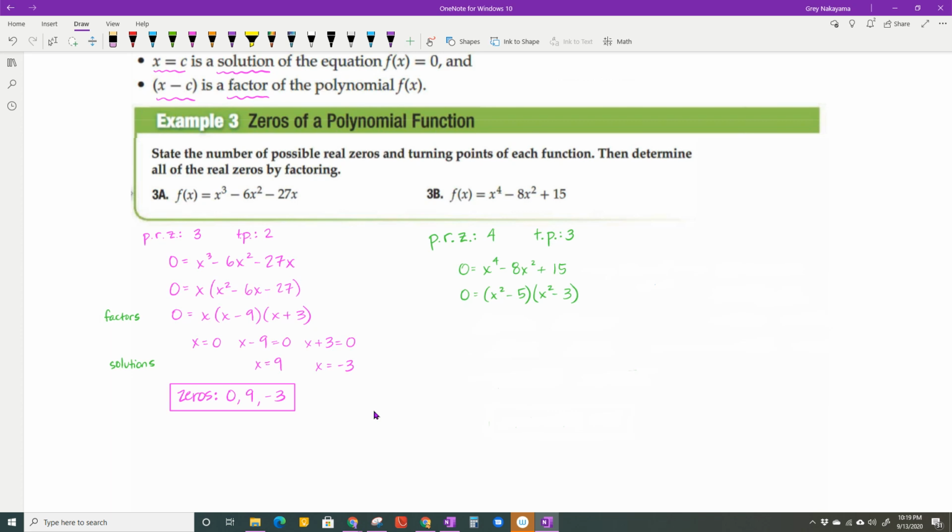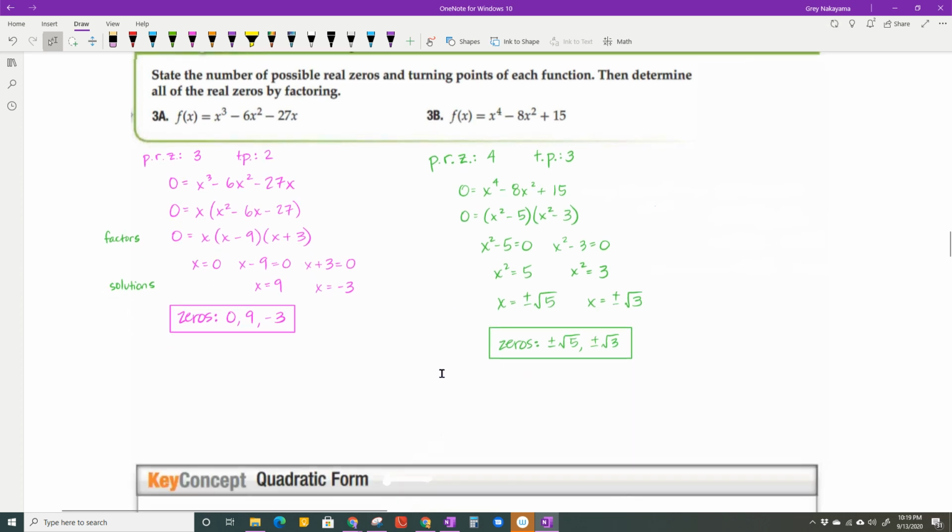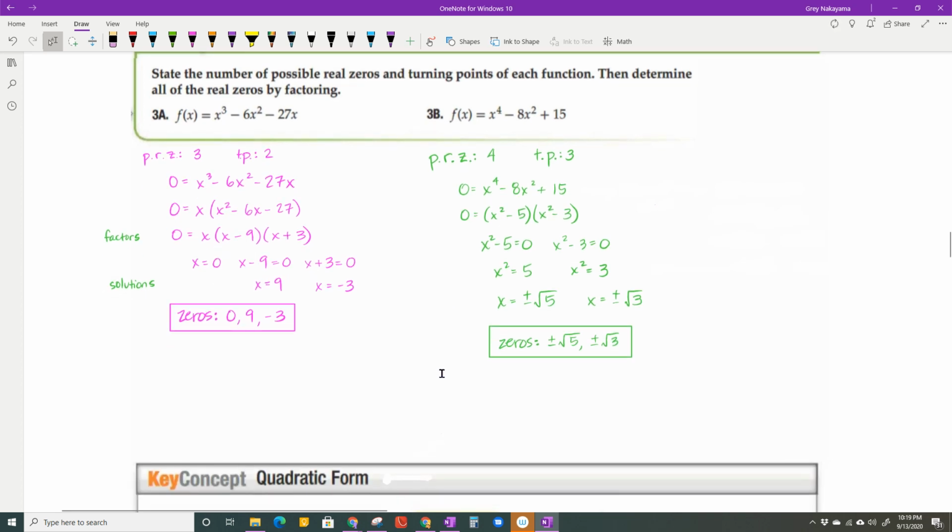I'm looking for the factors of 15 that add to give me 8. And then I'm going to set each factor equal to 0, and I'm going to solve by taking the square root of both sides. So those are my zeros: plus or minus the square root of 5, and plus or minus the square root of 3. Now, this might have been a little bit tricky, and you're kind of going, what the heck just happened?